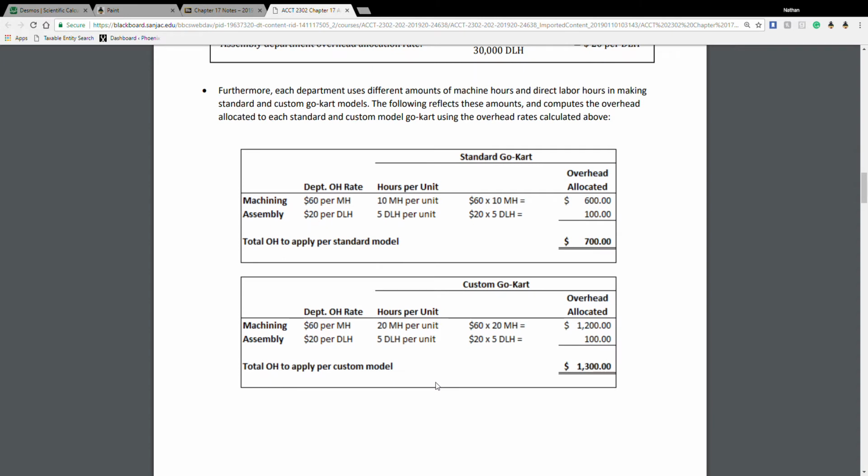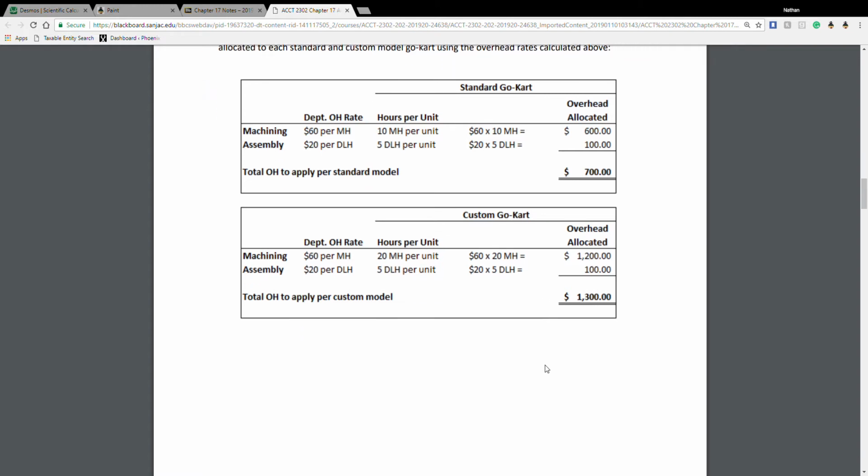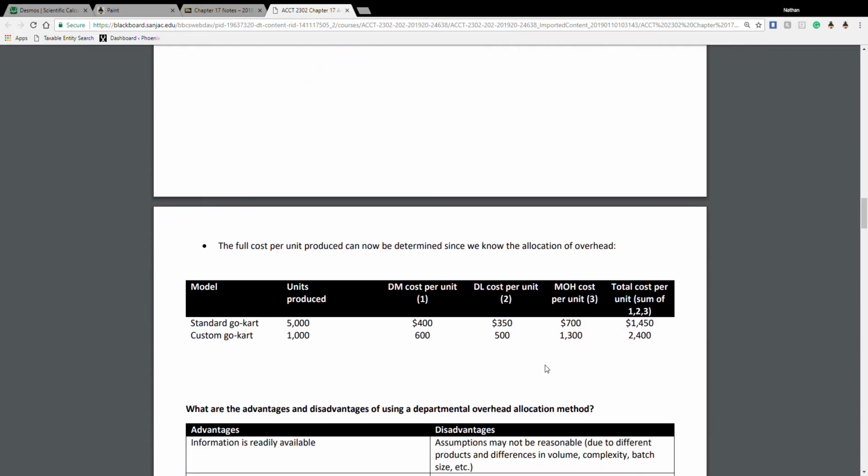We do the same thing with custom. See, 60 times 20 now. So of course they're custom, they should take more machine hours. They should actually take more labor hours too, but it's assembly line. It's very quick and simple. So 60 times 20 gives us 1,200, and then 20 times 5 gives us 100, and we get about 1,300 in our cost per model.